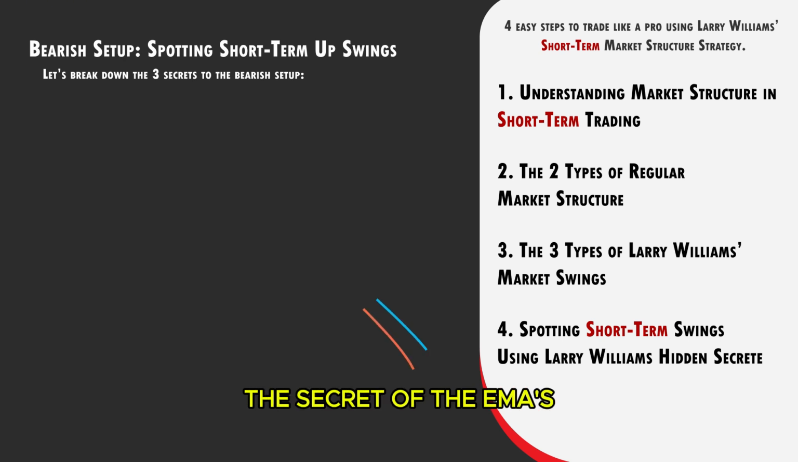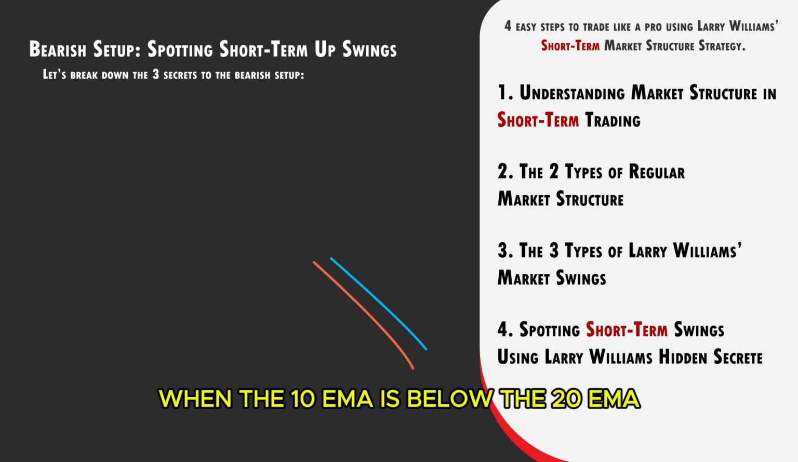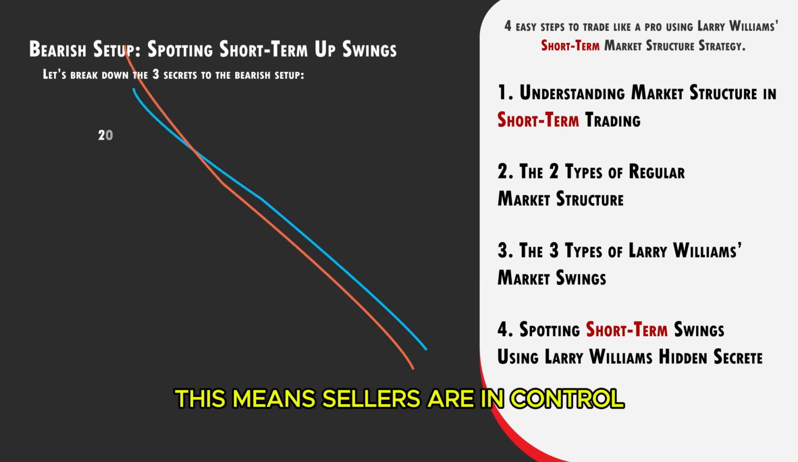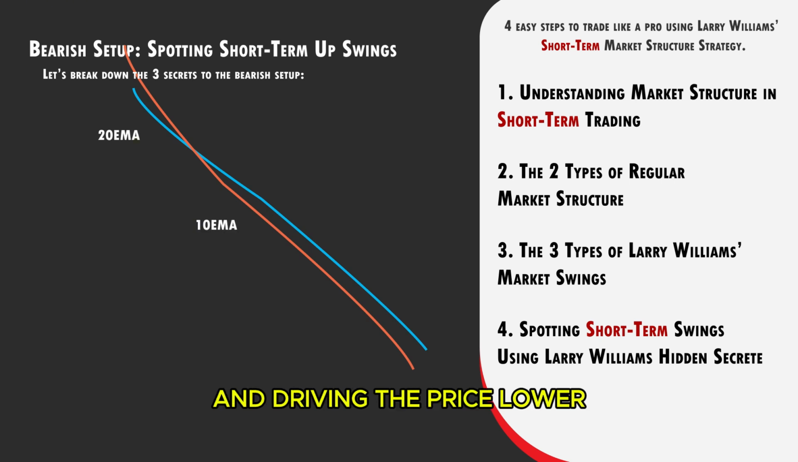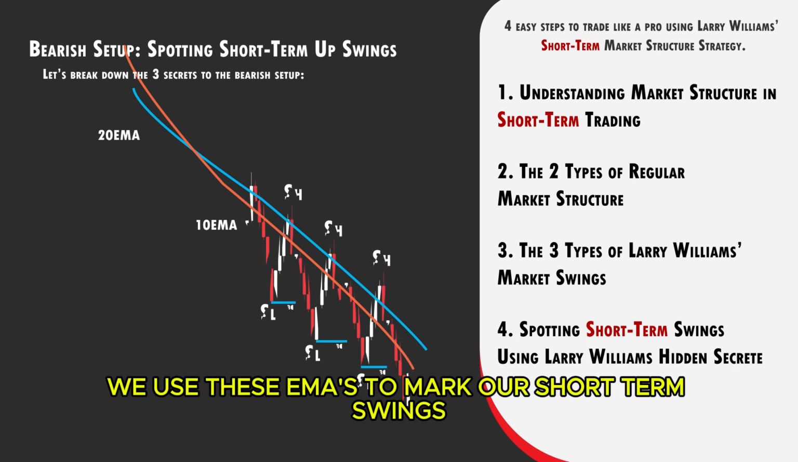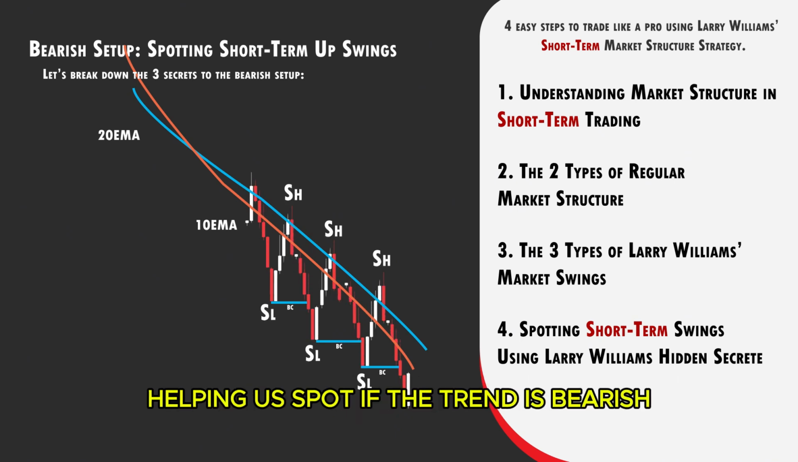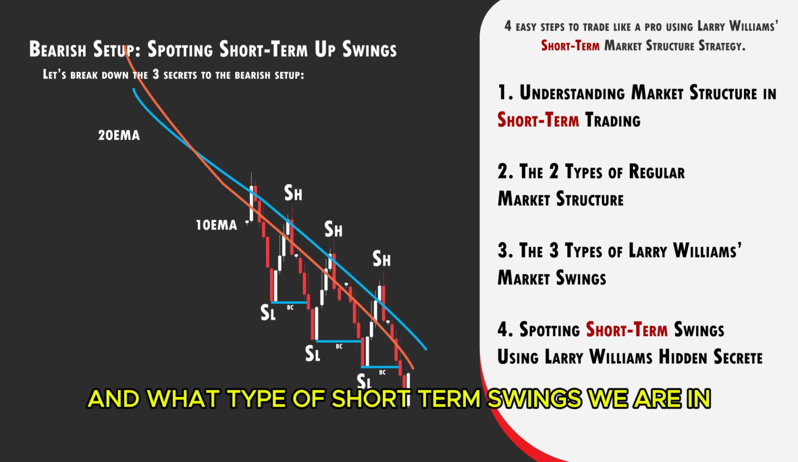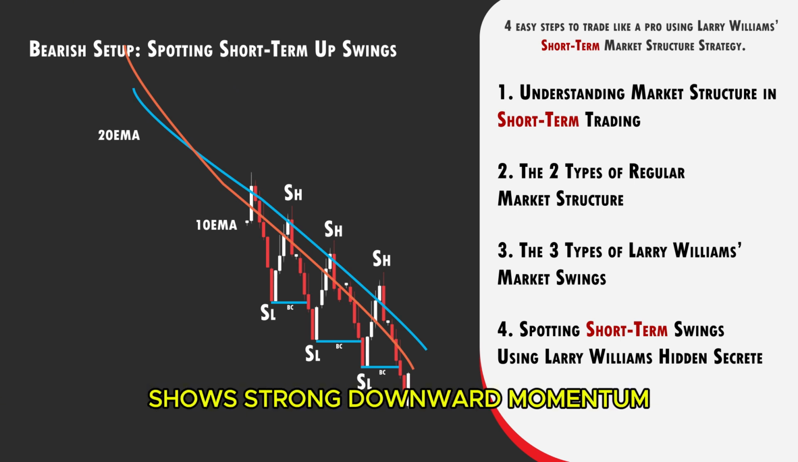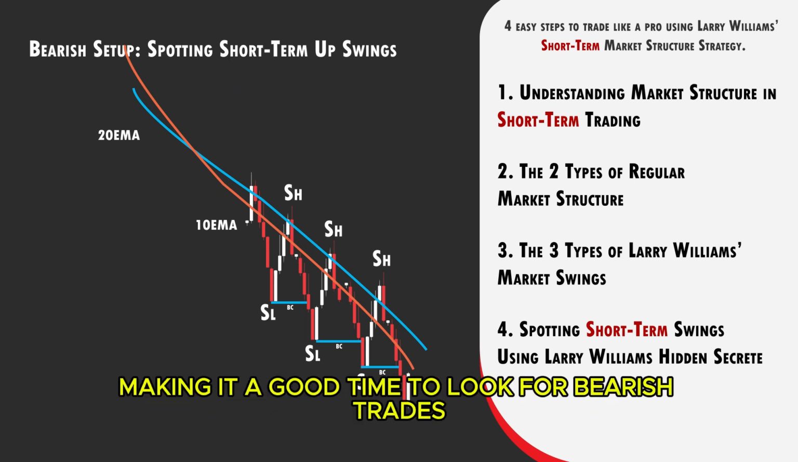1. The secret of the EMAs. When the 10 EMA is below the 20 EMA, it's a sign that the trend is bearish. This means sellers are in control and driving the price lower. 2. Marking short-term swings. We use these EMAs to mark our short-term swings, helping us spot if the trend is bearish and what type of short-term swings we are in. Theory: strong downward momentum. The 10 EMA leading below the 20 EMA shows strong downward momentum, making it a good time to look for bearish trades.